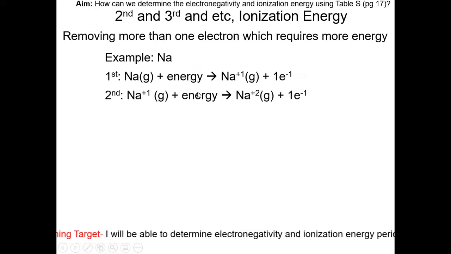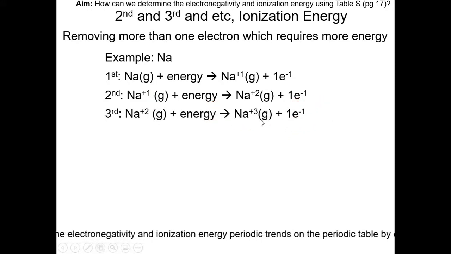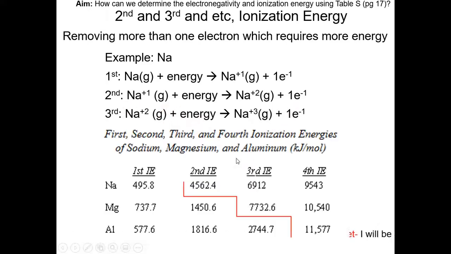For the second ionization energy, you take the sodium plus 1 ion, you absorb more energy, and it loses another electron. For the third ionization energy, you remove another electron by absorbing more energy. So here are more examples displaying the same trend.